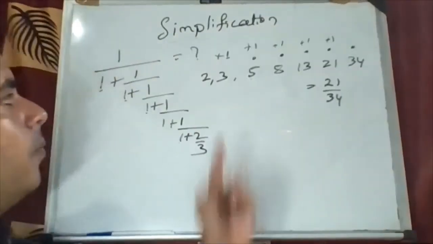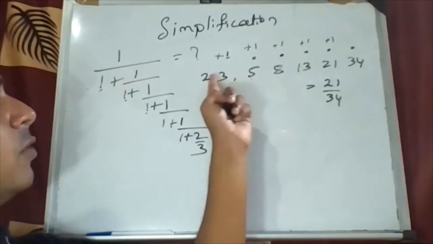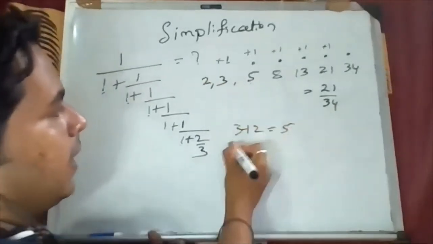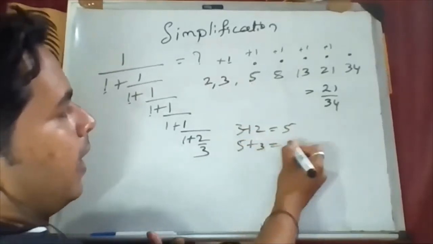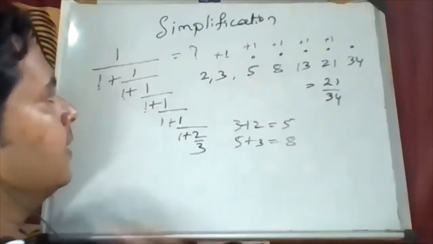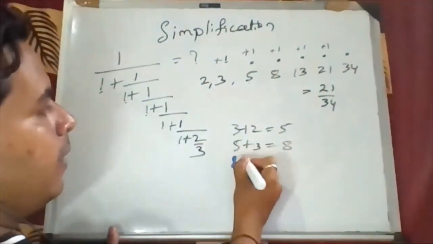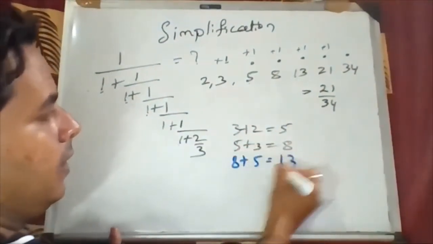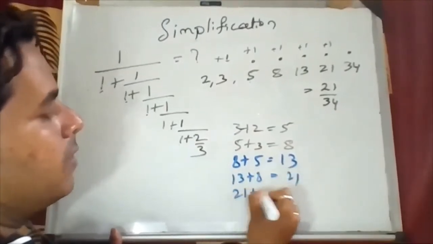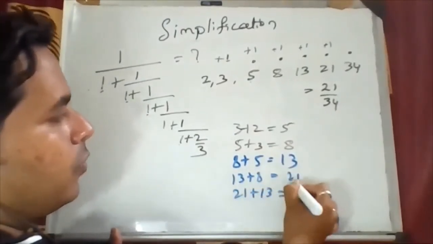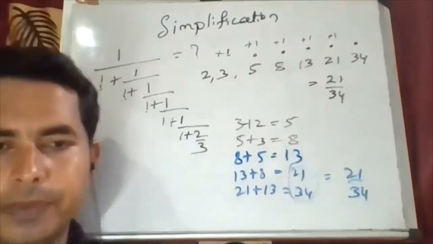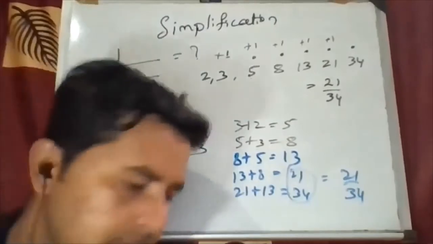So how you have to do? 2 plus 3, 2 plus 3 क्या आएगा? 5. Then 5 plus 3, 8. Okay. 5 plus 3 is 8. Then 8 plus 5, 13. 13 plus 8, 21. 21 plus 13, 34. So this 2 will be the answer. 21 by 34. 21 by 34 is your answer.